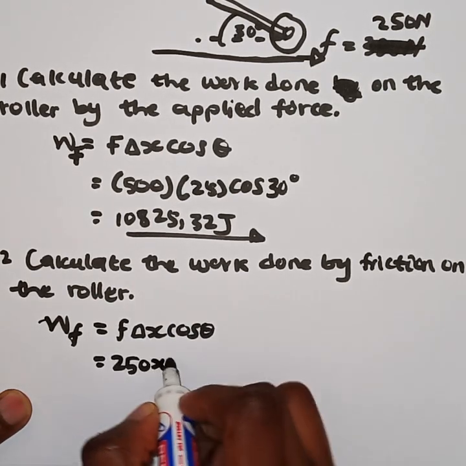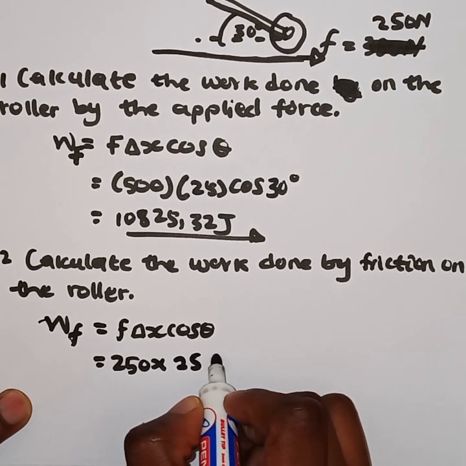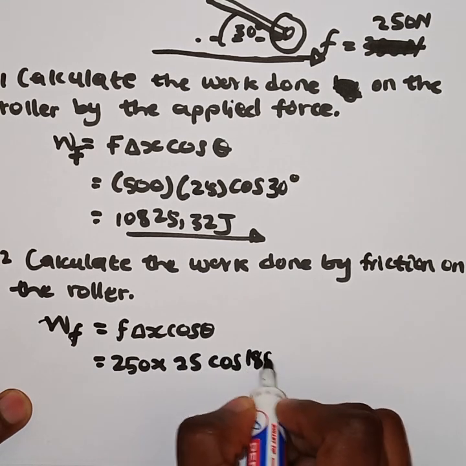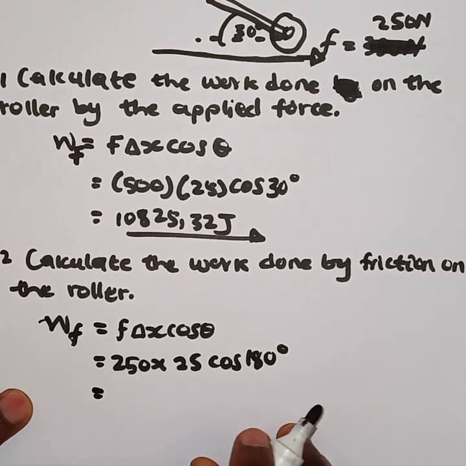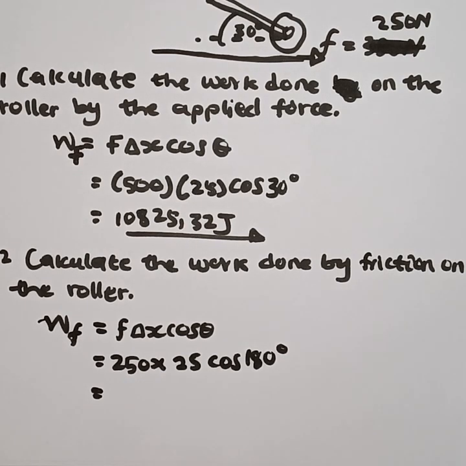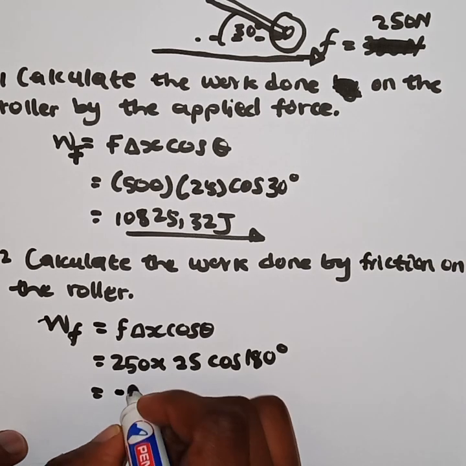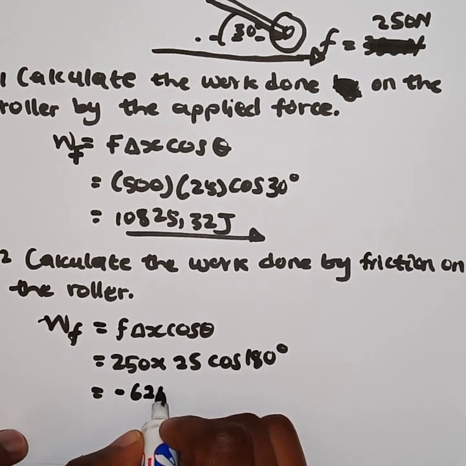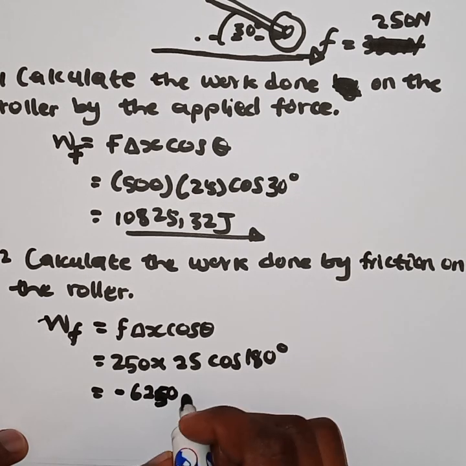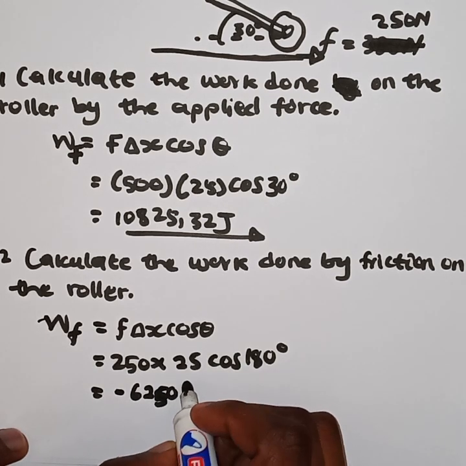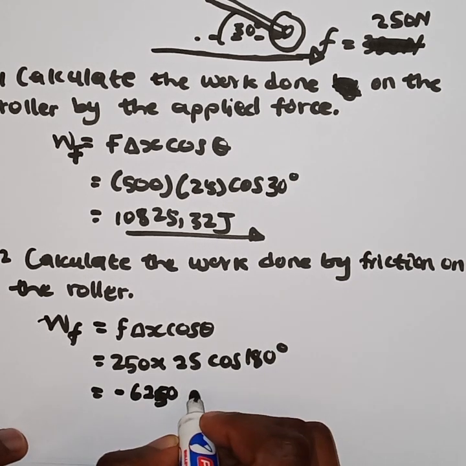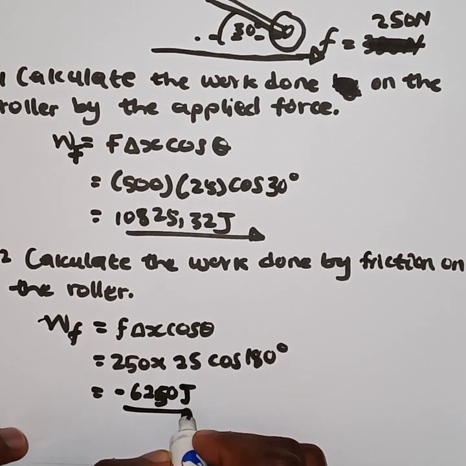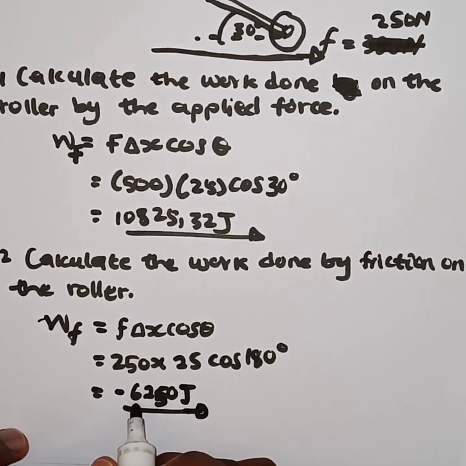So 250, displacement that's 25, cos 180. And always, you know that cos 180 is -1, so we should expect a negative answer. If you get a positive one, make sure you check your calculations or your substitution. That's -6,250 joules.